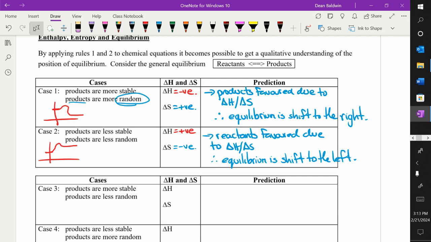These are the two extreme cases. They either both favor the products or they both favor the reactants. The reality is most stuff is somewhere in the middle. Okay?